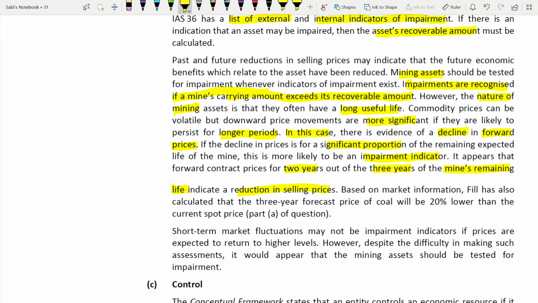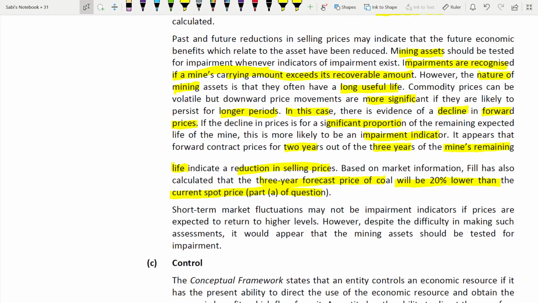So based on the market information, Phil has also calculated the 3-year forecast price. This was given in part A. You see that they told us that the 3-year forecast price of the coal will be 20% lower than the current spot price in part A of the question. This is why it's better to do part A first, then B, then C. Even though it's not required, I always believe it to be that way. But even if you're not doing A, this is from the question, so anyway you should be able to write these points, because you're not using the answer of part A. This is in the case study, because it's the same company only. A, B, and C are just different issues.